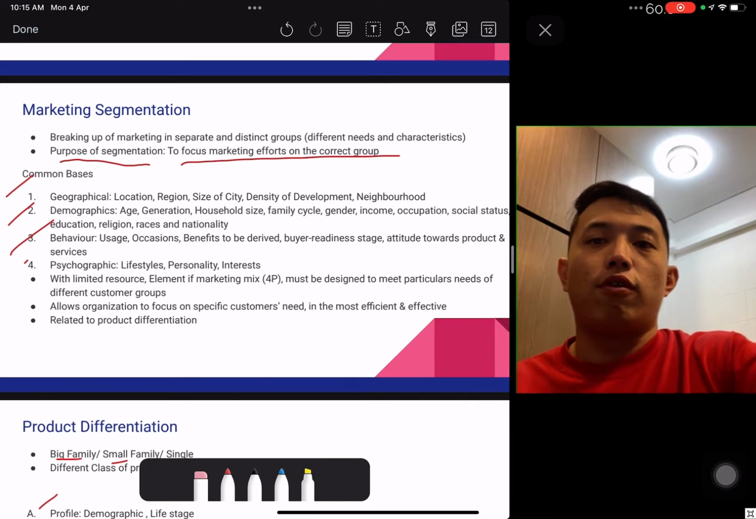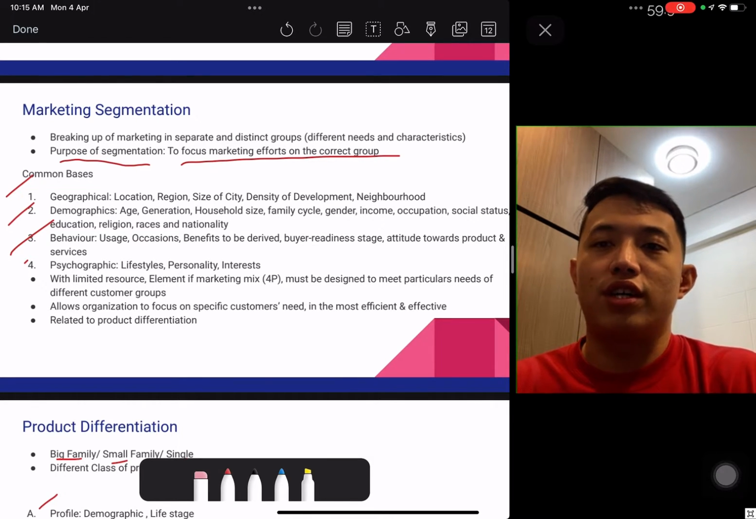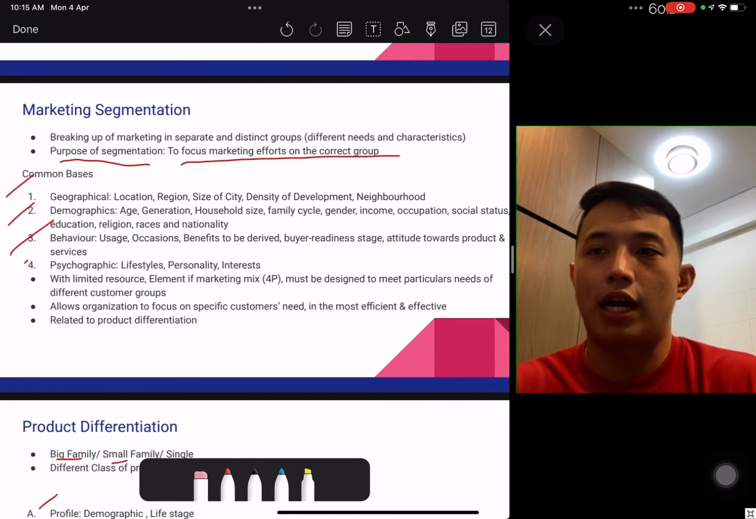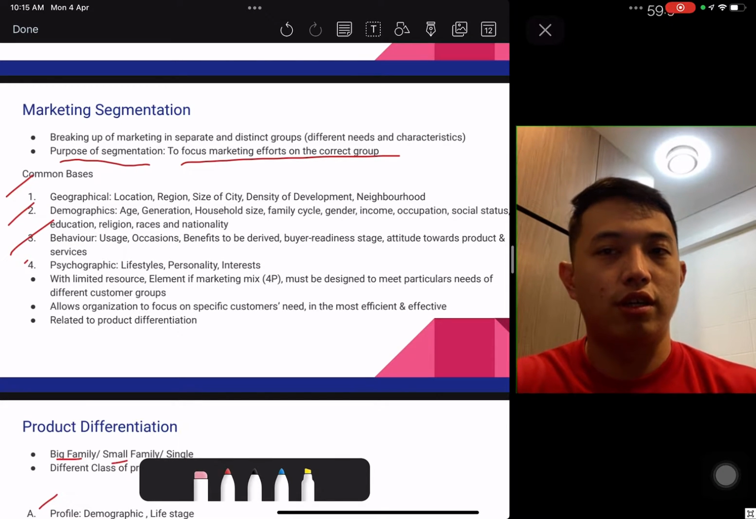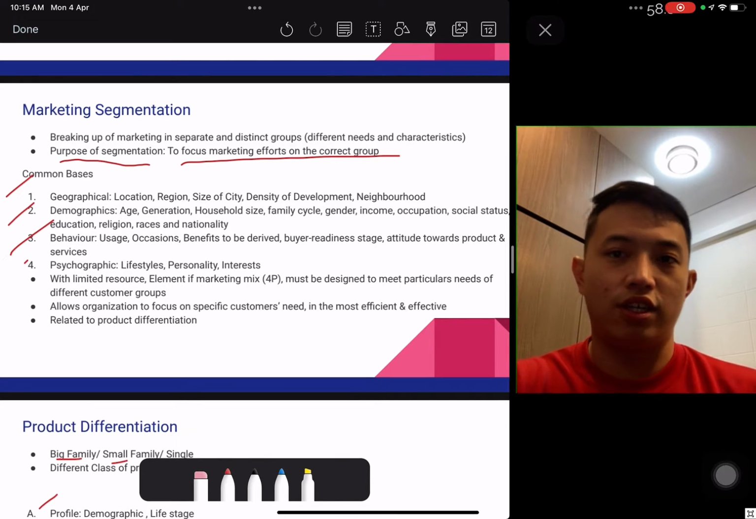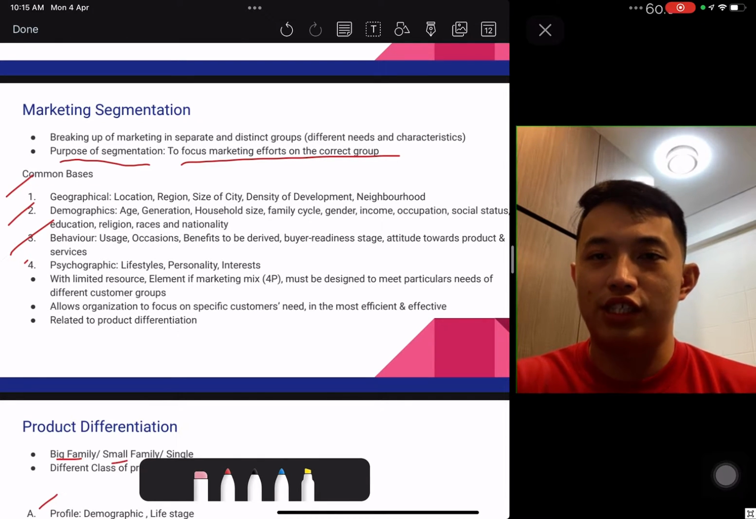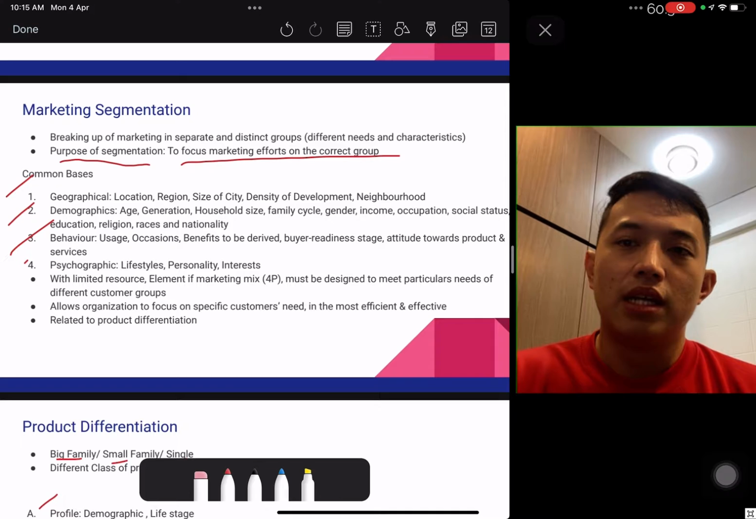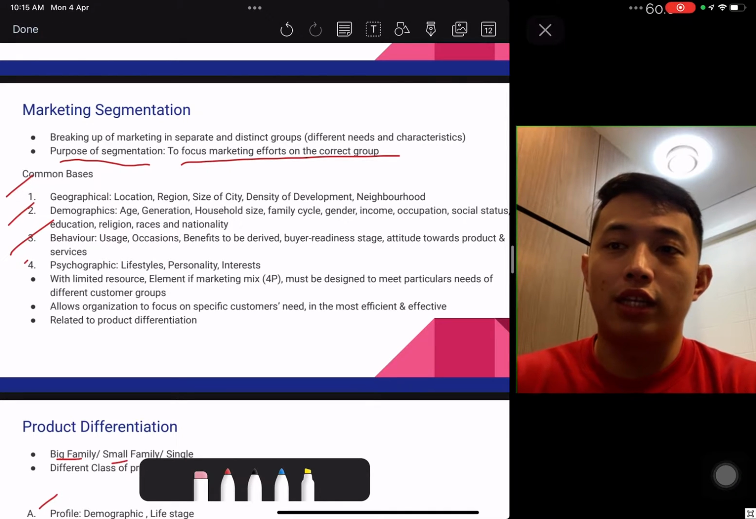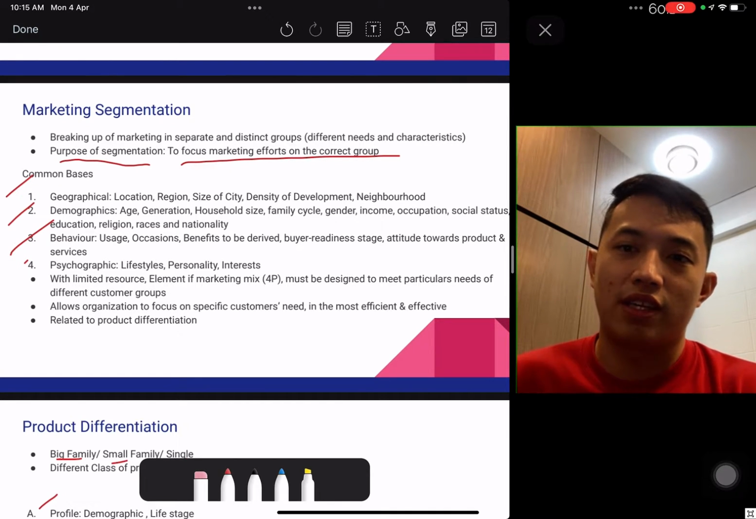Geographic can be the land, region, size of city, density, and neighborhood. Demographic can be the size, family life cycle, household, income, status, education, religion, race, nationality. Behavior: how they are going to use the place, the occasion, what stage they are in, whether they are ready to move up. Psychographic is like lifestyle, some people prefer higher end, lower end, personality and interest. So knowing the differences in needs, you're able to do different things.